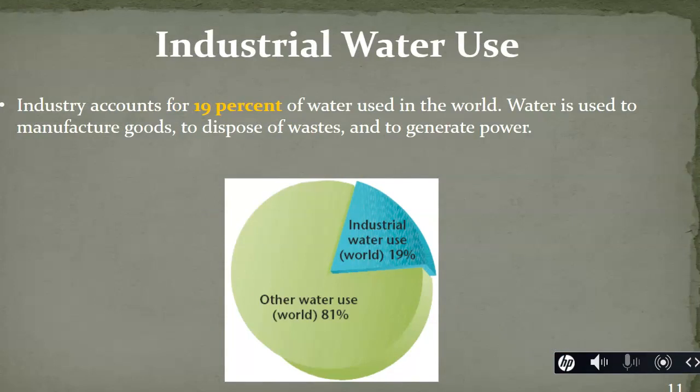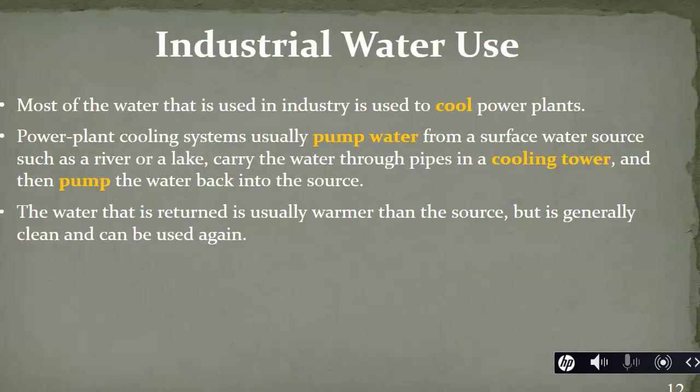Now, in terms of our industrial water use, about 19% of our water used around the world is in industrial water uses. Water is used to manufacture goods, dispose of waste, and generate power. Industries, in the past, have also had a huge problem with water contamination, and we're going to look at that in our next set of slides.